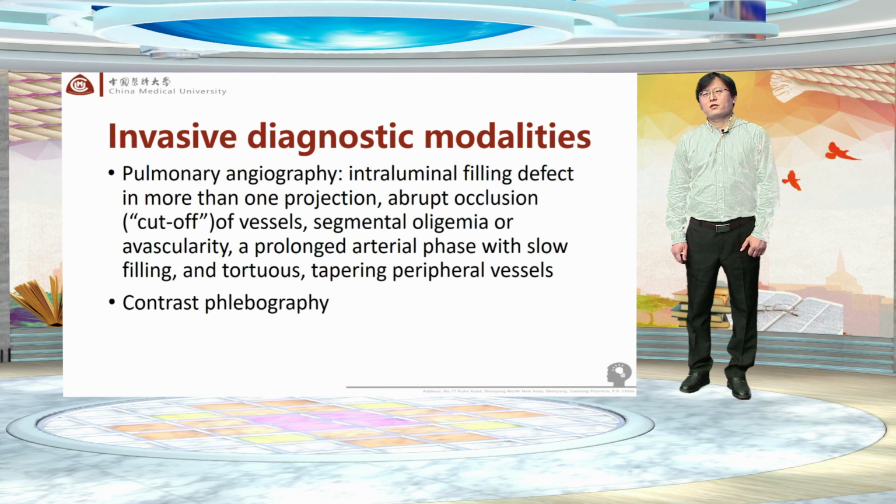For invasive diagnostic modality, we have pulmonary angiography. Actually, it is the gold standard for the diagnosis of pulmonary thromboembolism. On pulmonary angiography, we may find an intraluminal filling defect in more than one projection, and we can also find abrupt occlusion of vessels, segmental oligemia, or avascularity. Sometimes we may find a prolonged arterial phase with slow filling, and tortuous or tapering peripheral vessels.